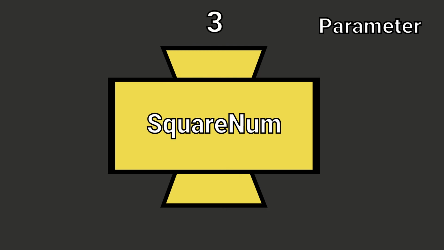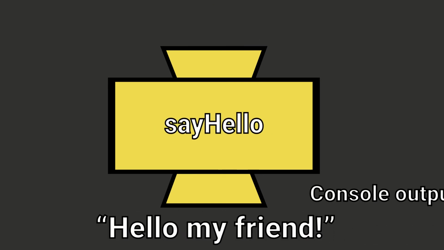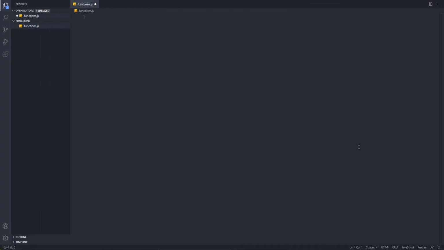The first one is squareNum. It takes a number as a parameter and returns the square of that number. For example, if we pass 3 as a parameter, we get 9 as a result. The second one is sayHello, which takes no parameter and writes "Hello my friend" to the console. Now let's jump right into the editor and write these functions.